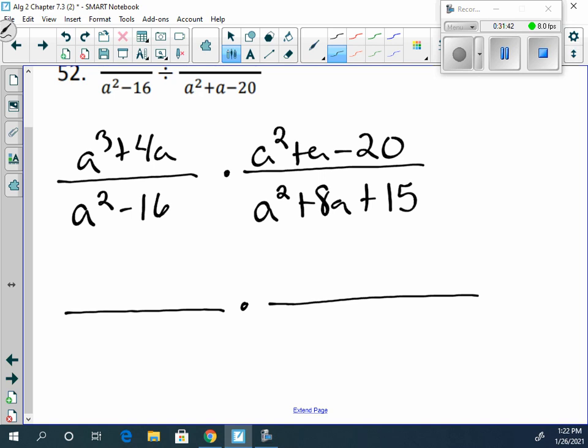A cubed plus 4a. How can we factor that? We can factor out an a, yes? We could have done sum and difference of perfect cubes, but 4a is not a perfect cube. So I can factor out an a. Well, a out of a cubed leaves me with a squared. And a factored out of 4a leaves me with just plus 4. Because we just factor one of the a's out, so each one's decreased by 1.